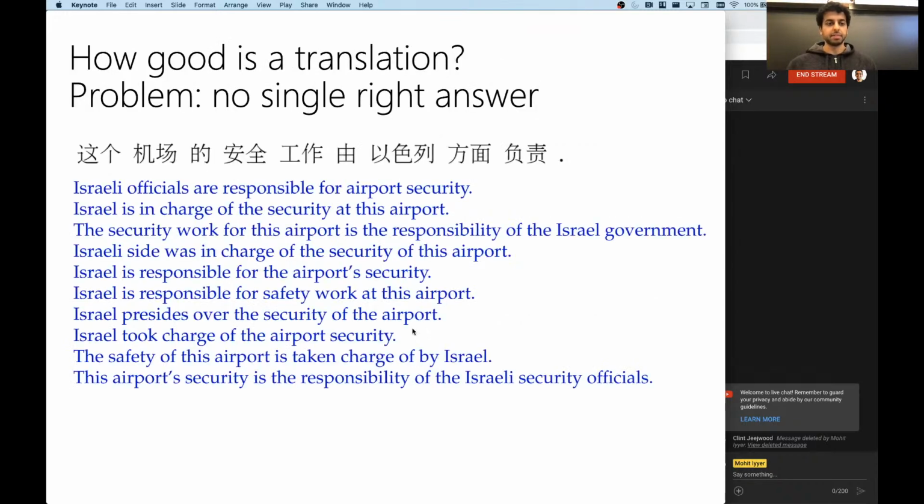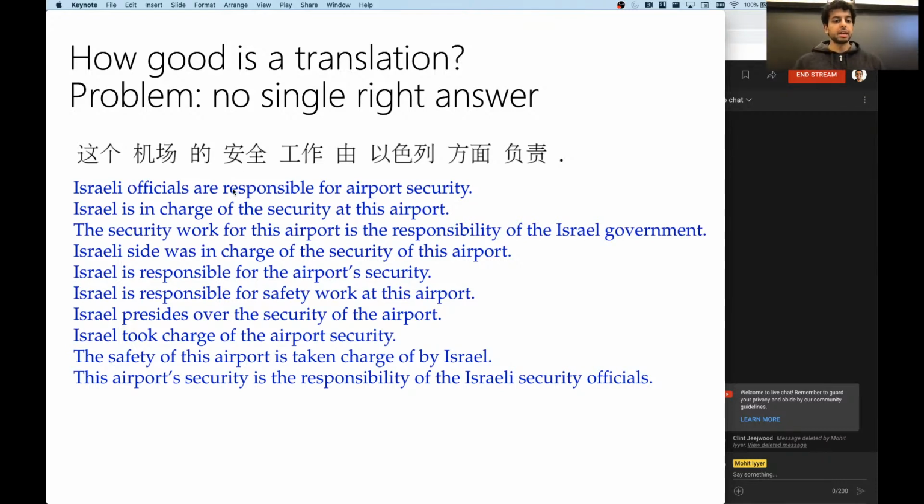All right. So let's get to evaluation of translation. How good is a translation? The biggest problem with this task, and of any generation task really, is that there's no single correct answer, right? So given this sentence, I could translate it in many different ways, and these are all paraphrases of each other, right? Israeli officials are responsible for airport security. Israel is in charge of the security at this airport, blah, blah, blah. I could rephrase this many different ways and convey roughly the same semantic meaning.